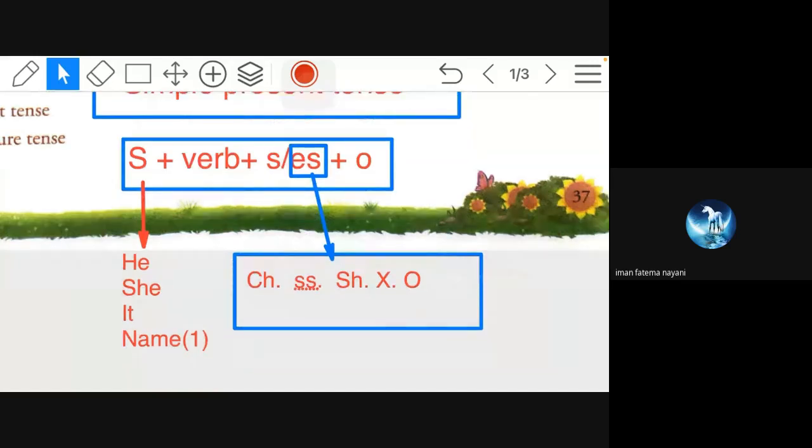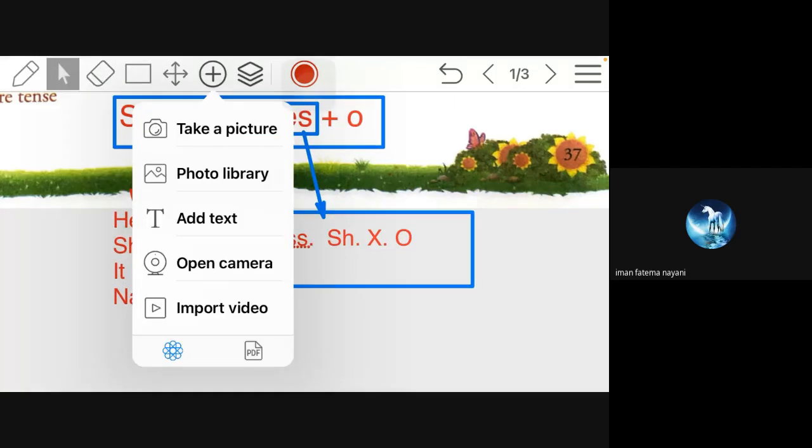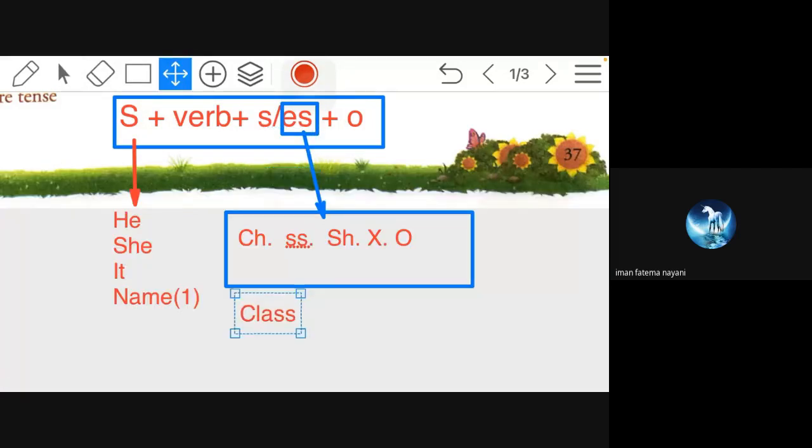So students, first we have to check whether there is he, she, it or anyone's name in the subject part. That means any singular is there in the subject part. Only then we have to add S or ES. If there is a plural, we have to keep the verb as it is. Now if there is a singular in the subject part, then we have to see what the verb is. If the verb is ending with CH or double S or SH or X or O, at that time we have to add ES. Now, for example, if I am writing here class. So, Zoha, class is ending with what? Double S. At that time, we have to add ES: classes.